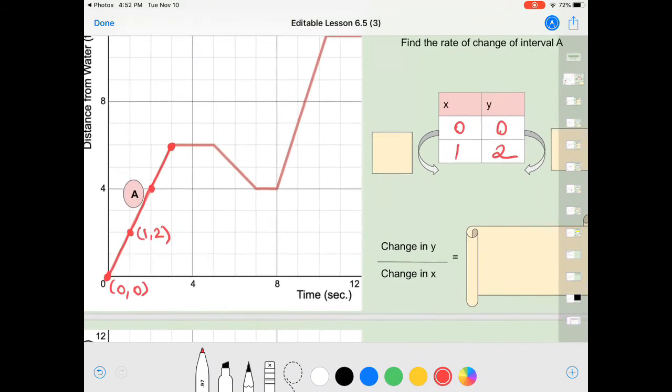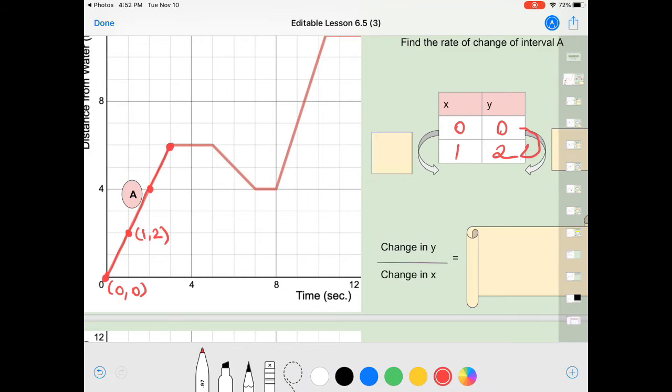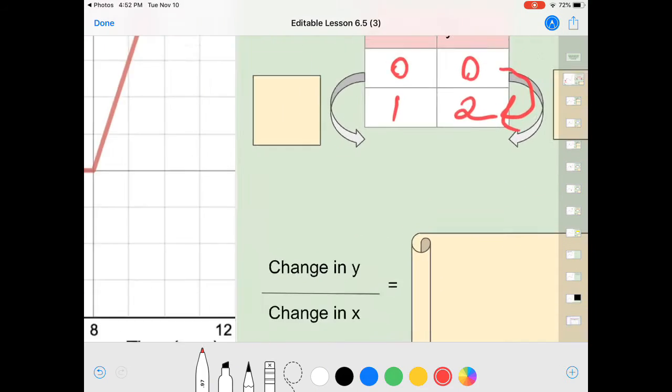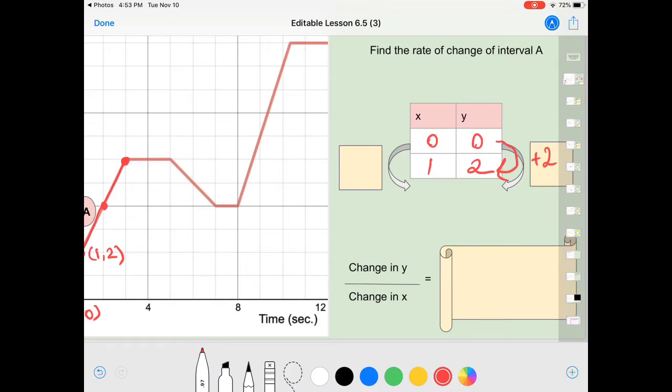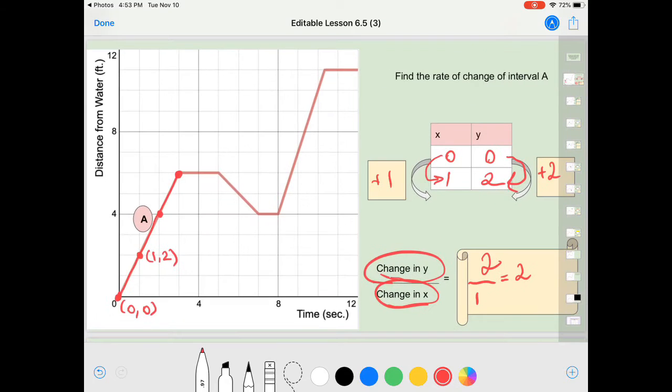Okay, to get from 0 to 2, we have to add 2. So that's the change in the y. To get from 0 to 1, we have to add 1. That's the change in the x. And 2 divided by 1 is 2. We have the change in y divided by the change in x. We said that y represents feet and x represents seconds, so 2 feet per second.